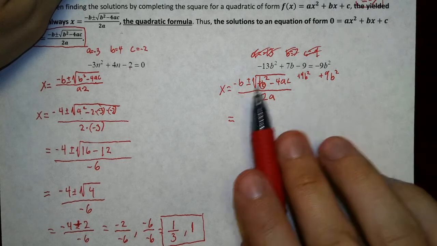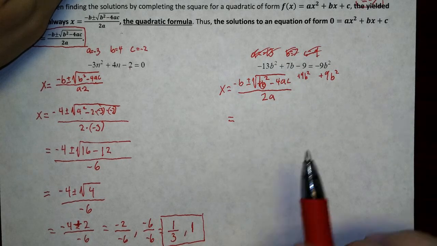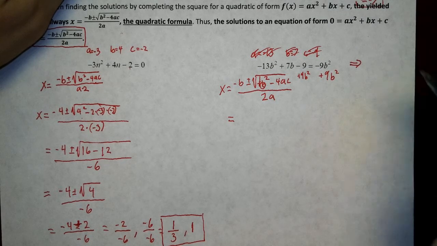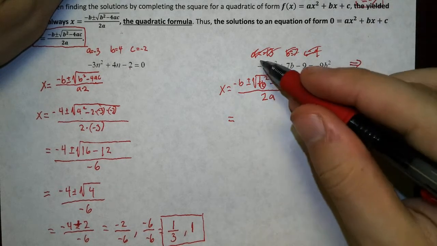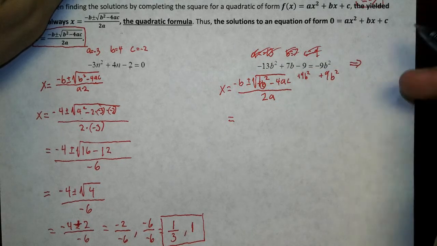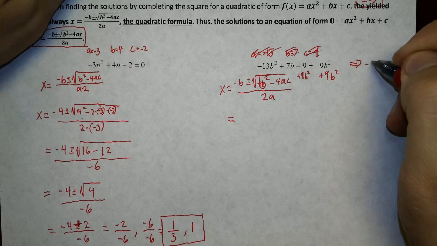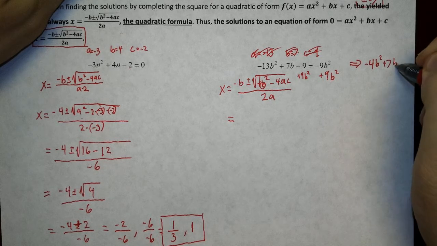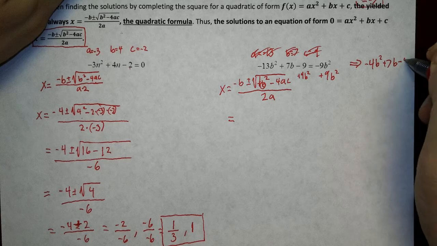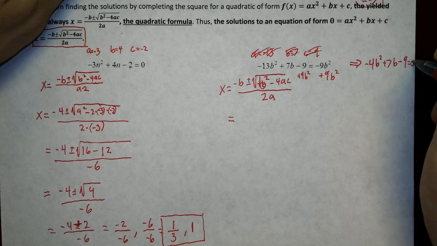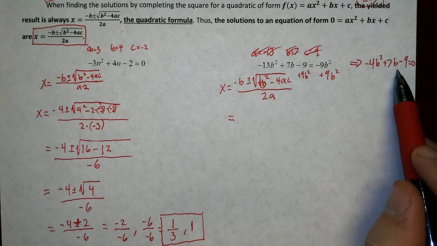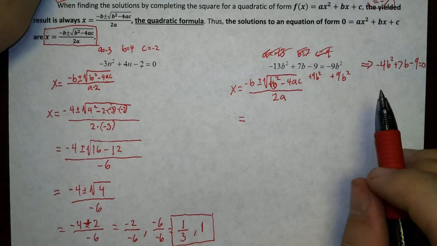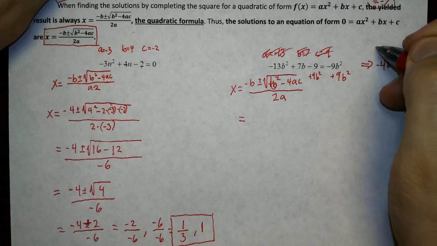And that's going to put me in the form to then use the quadratic equation, or quadratic formula. I'm never sure which one it's supposed to be called. Okay, so equals negative 13b squared plus 9b squared. That's going to give us negative 4b squared plus 7b minus 9 is equal to 0. Okay, now we have our matching format. Now we can go ahead and say what a is, what b is, and all that loveliness.